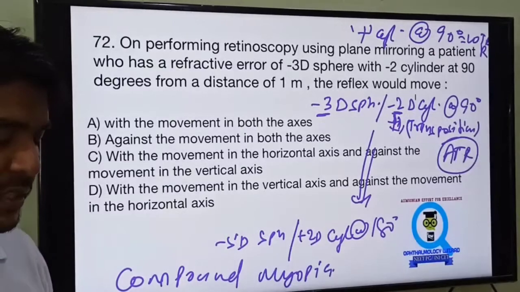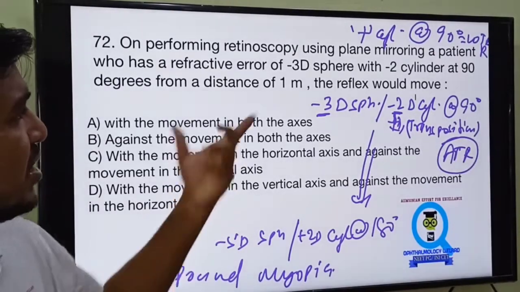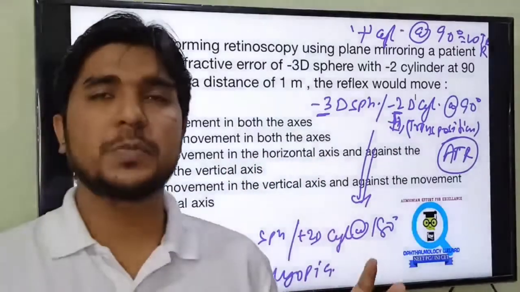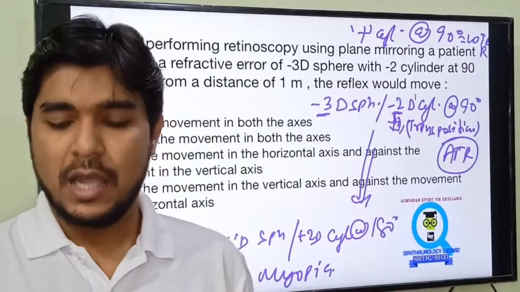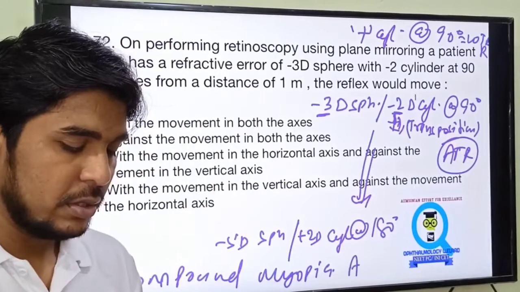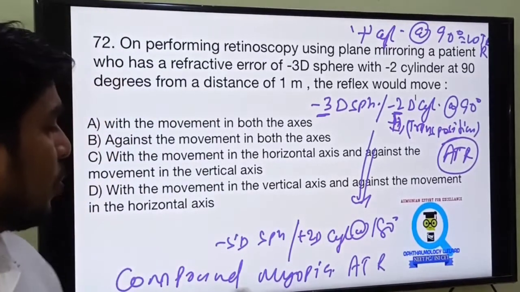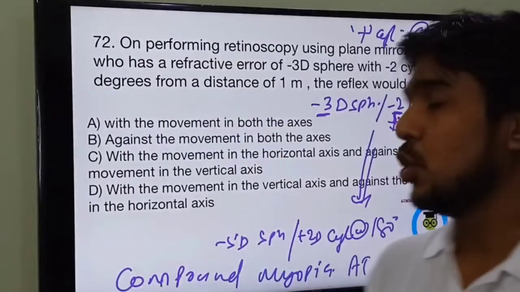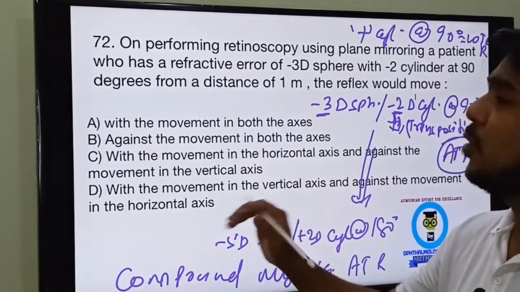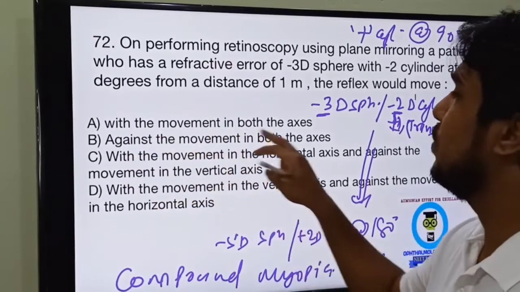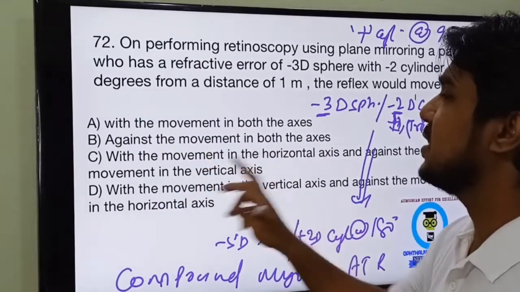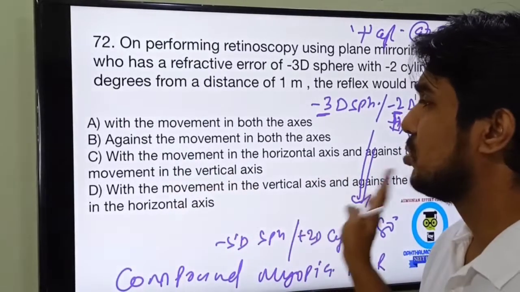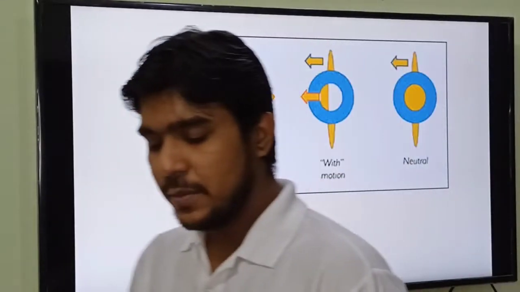Now, in the retinoscopy prescription, we have diagnosed this patient as compound myopia with against the rule astigmatism, simple. I will tell you more in the later part also. Now on retinoscopy, there can be with the movement in both axes, against the movement in both axes, or with the movement in the horizontal axis and against the movement in the vertical. Let me tell you about this one.